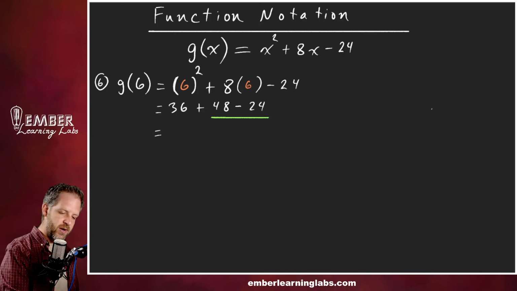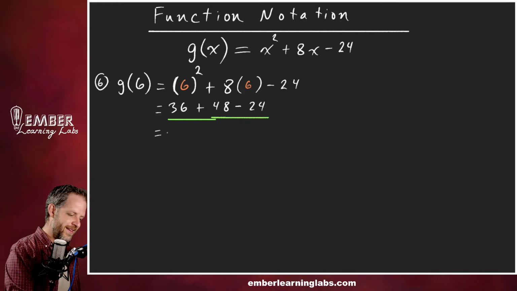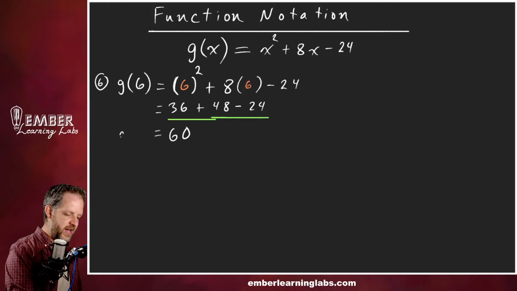I should really probably be double checking myself with the calculator and whatever else, but that's fine. Actually, you know what? Let's just punch all of this in the calculator. And we end up with 60. This is pre-cal after all, right? So G of 6 equals 60.